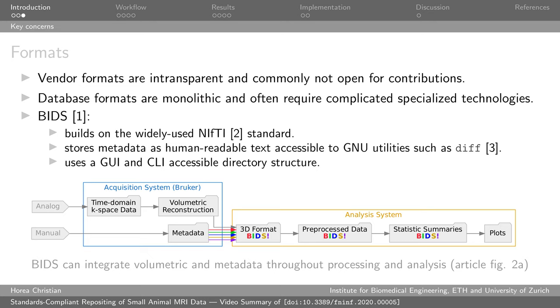BIDS, the brain imaging data structure, is a newly emerging format which has seen increasing use, particularly in human MRI, but is also being introduced as we speak, including via this workflow, to preclinical MRI. It builds on the widely used NIfTI standard, which has developed into a sort of de facto standard for all sorts of higher level MRI data processing pipelines. And the reason why it has done so is because it is very compact and it actually supports arbitrary dimensionality.